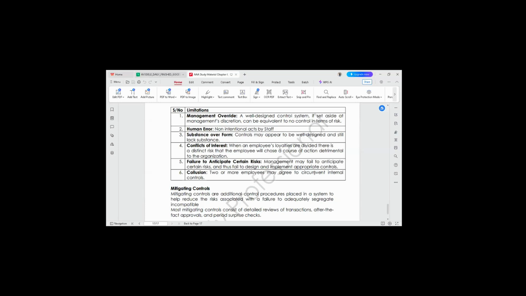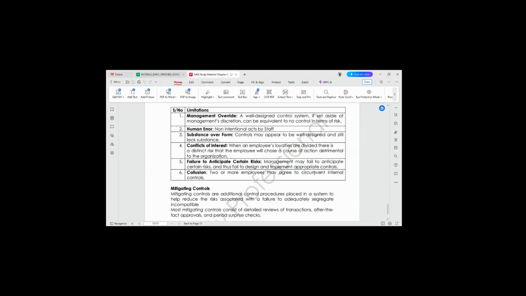Then substance over form is where you thought you have put everything in place. You spend so much money putting those things in place, and at the end of the day, the efficiency, they are not getting it. Let me give an instance. You put an ERP system in place in your organization, thinking it's going to help solve a whole lot of issues. But you now discover that the ERP you spent so much to implement is not giving you the needed value.